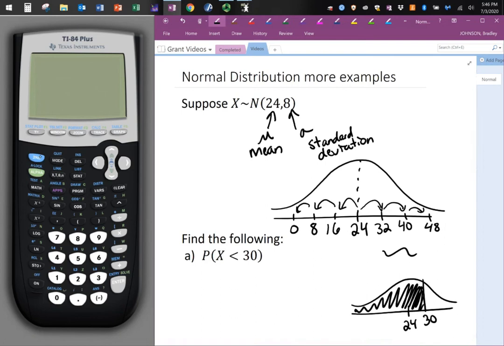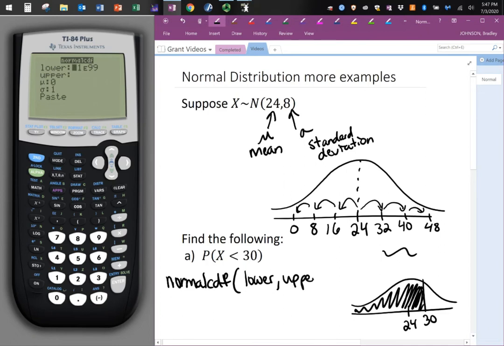So what I can do now is hit second vars, which brings you to your distribution menu, and I'm going to pick normal CDF. Now here on the 84, it gives you lower, upper, mu, sigma. So when you hit normal CDF, it will ask you for the lower bound, the upper bound, the mu, and the standard deviation. You must put it in this order.